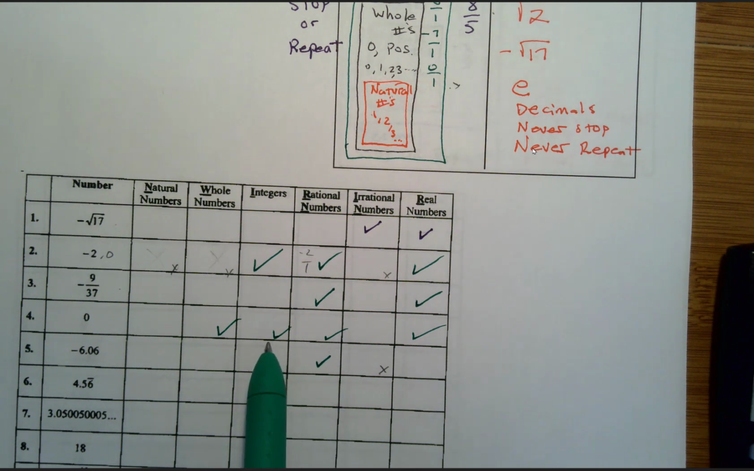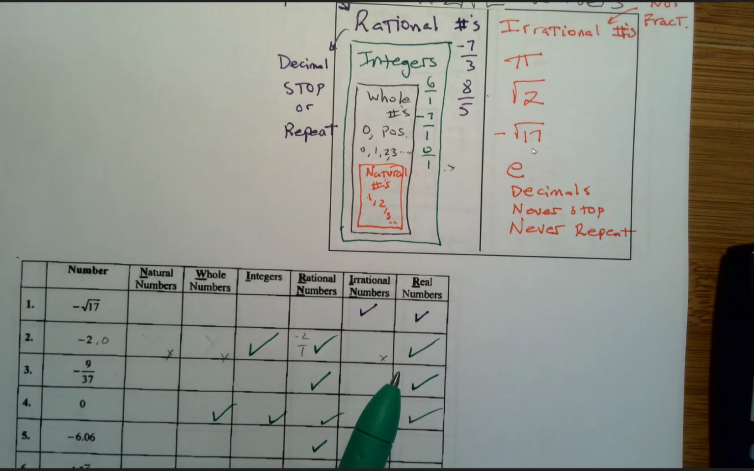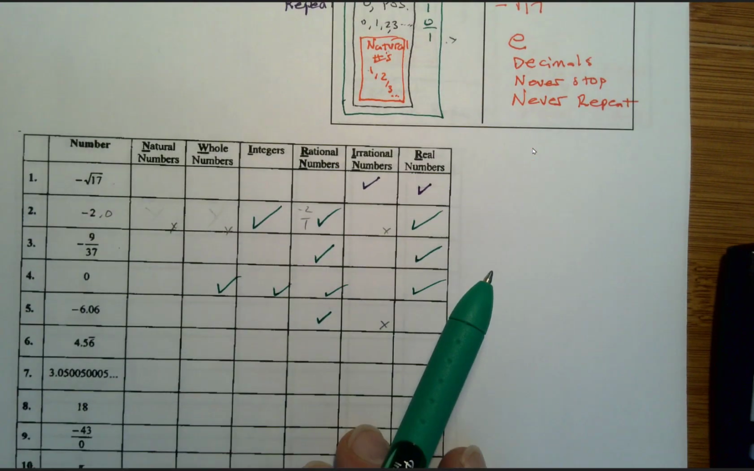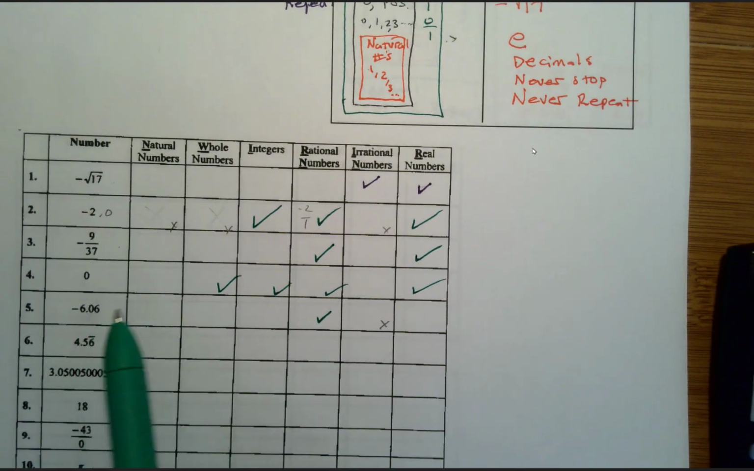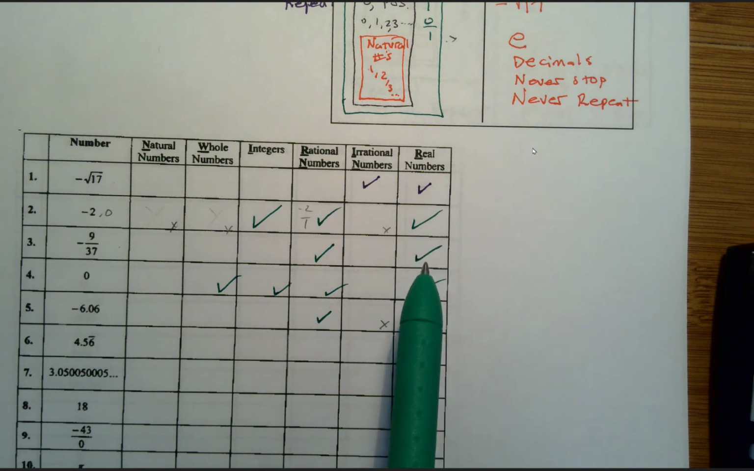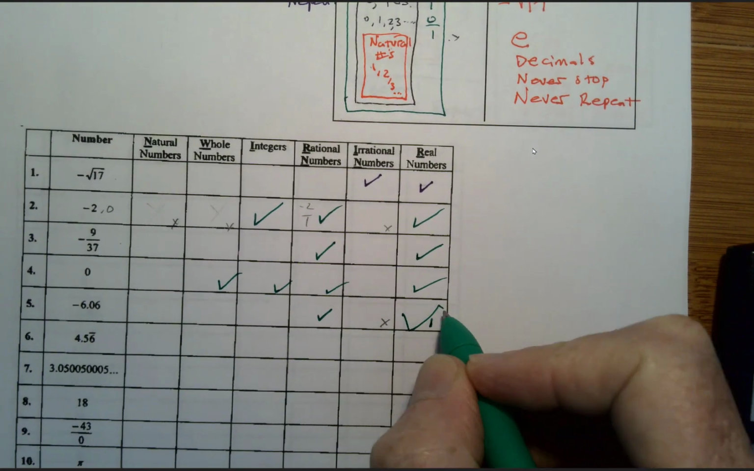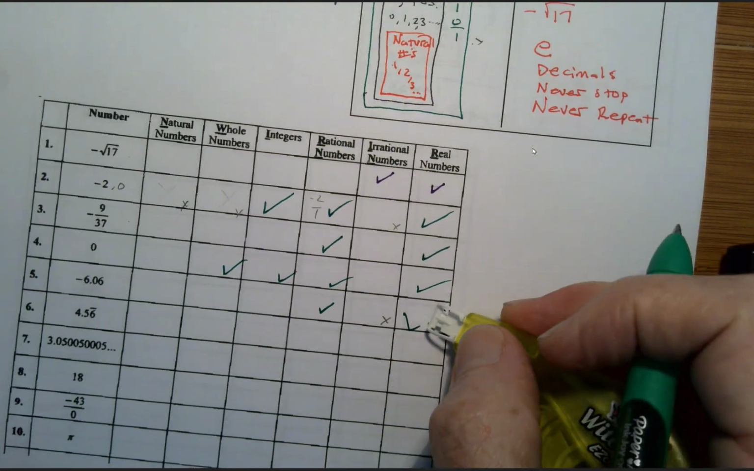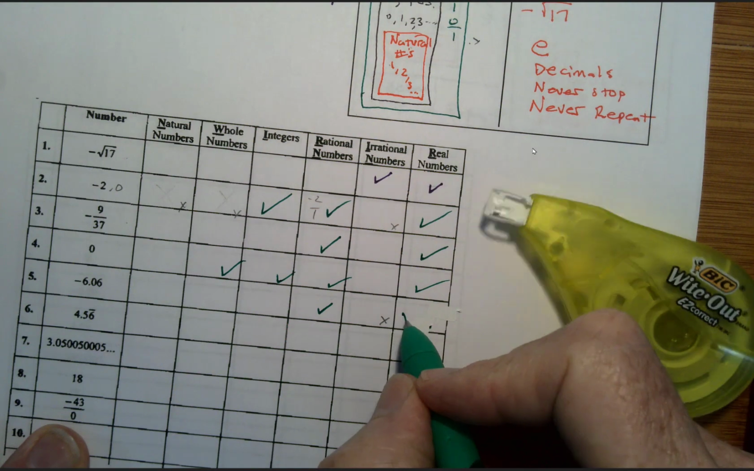Now, is it an integer? Nope. Integers, -6 would be an integer, but not this decimal number. So it's not an integer, and if it's not an integer, it's not whole, and it's not natural. Is it a real number? Yes. Basically, short answer, all our numbers are real numbers. That's a check mark. Check.